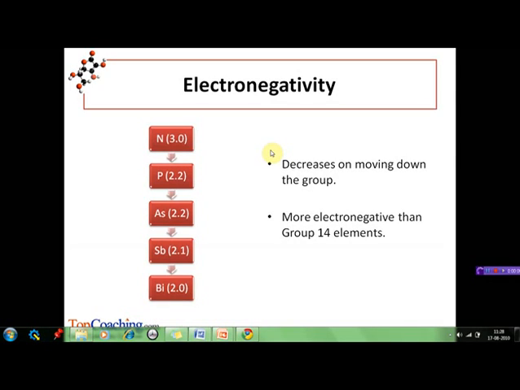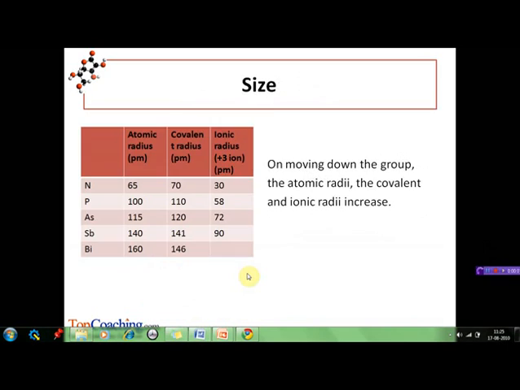If we look at the electronegativity values of group 15 elements, we find that there is an expected decrease in the value as we move down the group from nitrogen to bismuth. However, as compared to the group 14 elements, group 15 elements are more electronegative.